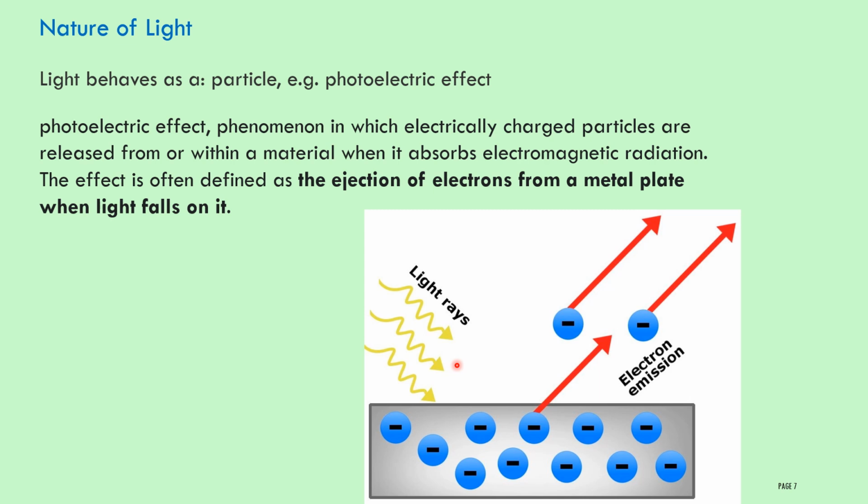If any electromagnetic radiation or light rays fall on a metal surface, then charged particles will be released from the metal surface, for example, the emission of electrons will take place. This process we call the photoelectric effect, because it involves the release of electrons from a metal surface when light rays fall on the metal.